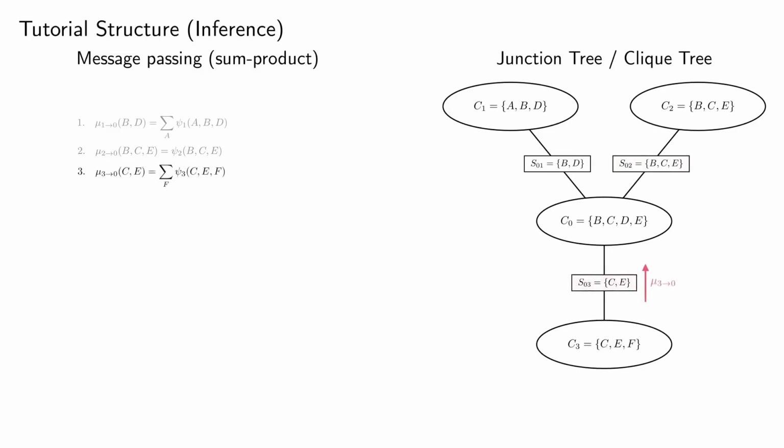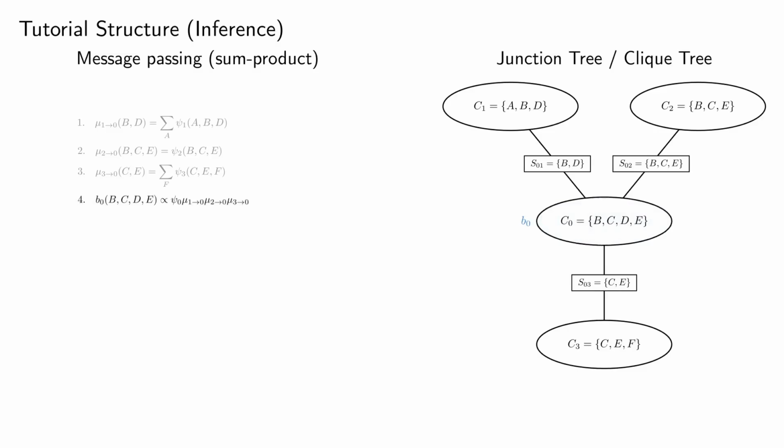Then C3 sends message 3 to 0. Its separator is C and E, and variable f is not shared with the central cluster, so we sum f out and retain only a function of C and E. The central cluster has now received information from all 3 branches.